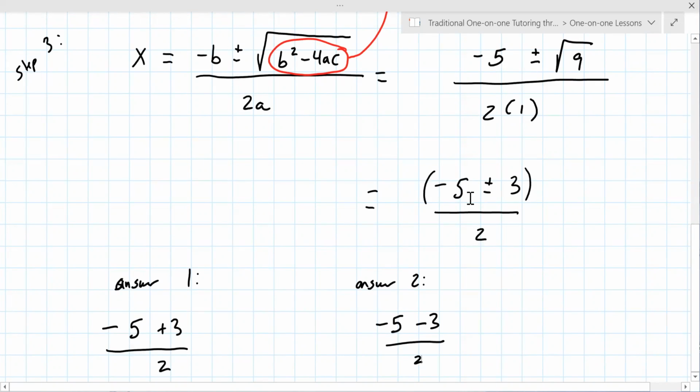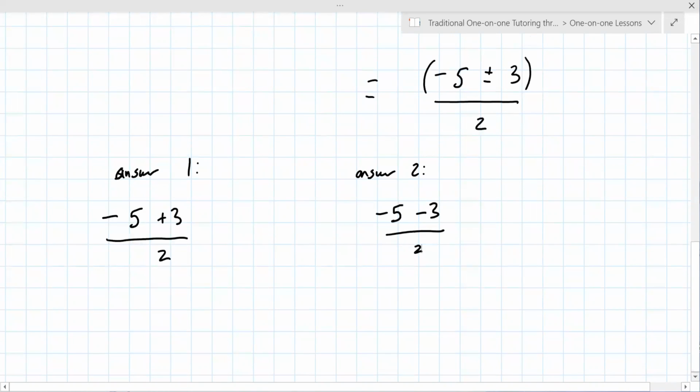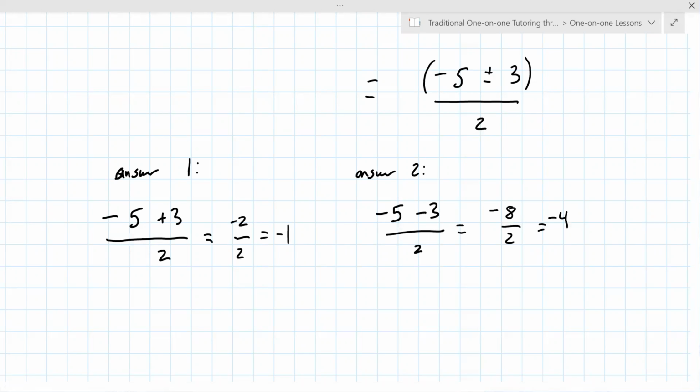See how you break apart this plus minus into 2 possibilities? So minus 5 plus 3 is minus 2 over 2, which is minus 1. And the second one here is minus 8 over 2, which is minus 4. The challenge is to determine each of these values and be able to evaluate it. So let's look at another question.